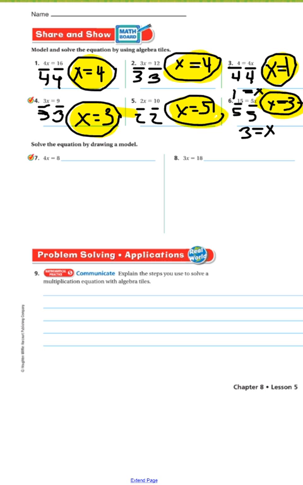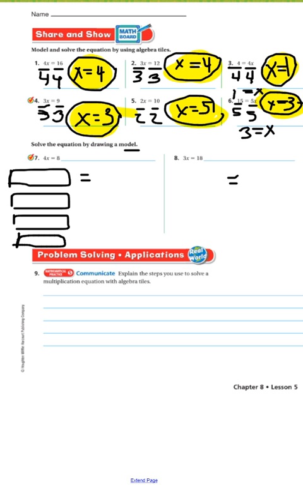And then now we're going to kind of jump back into drawing models. So 7 and 8 are both wanting you to draw a model. 4x equals 8. So we're going to put an equal sign because that reminds me that I need to have 2 sides. So 4x, we need 4 x tiles and 8 1 tiles.